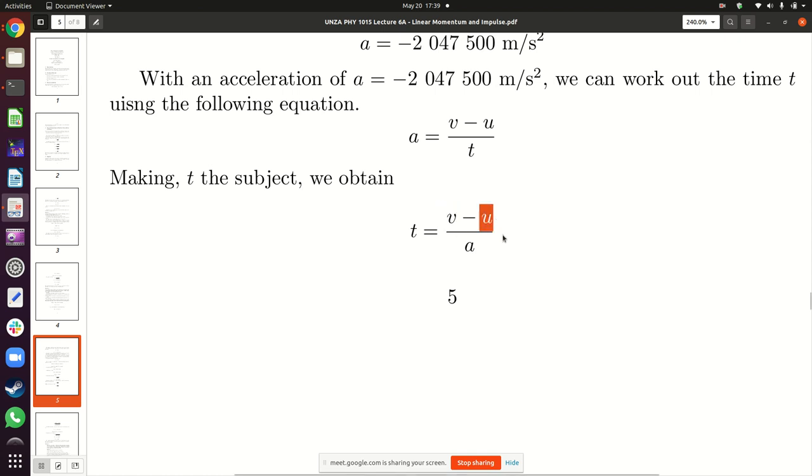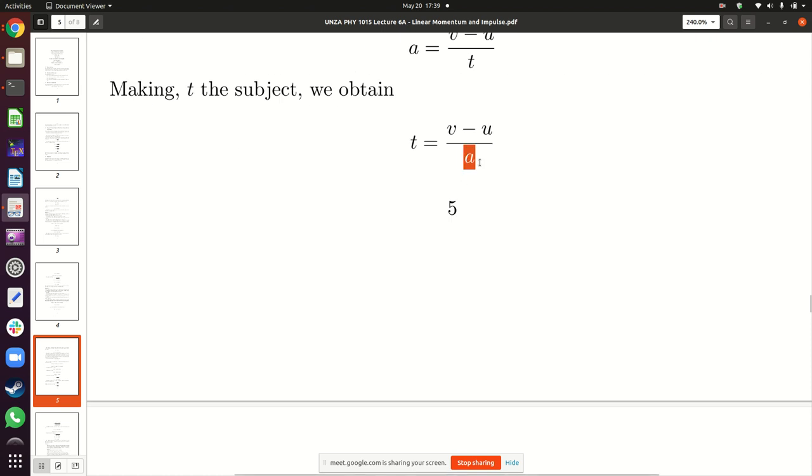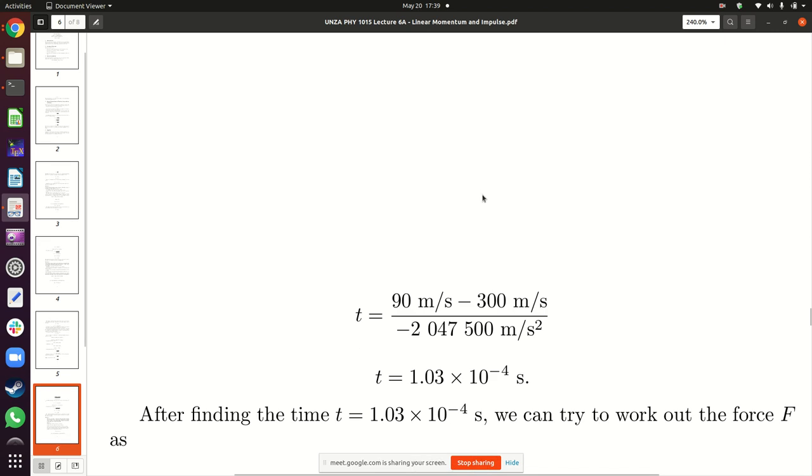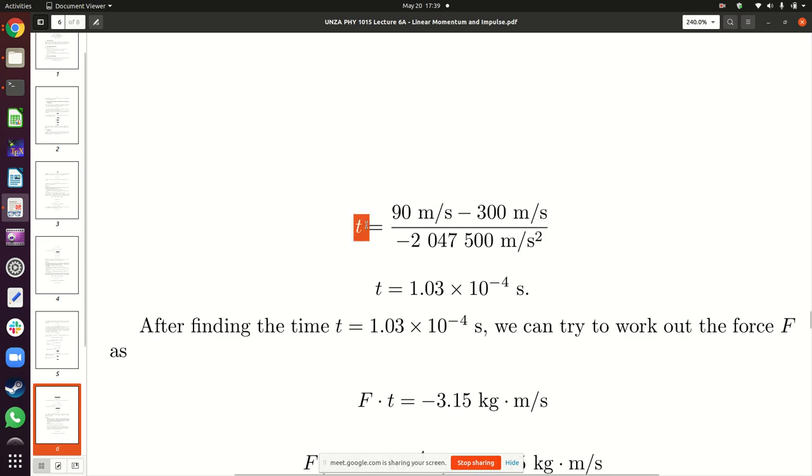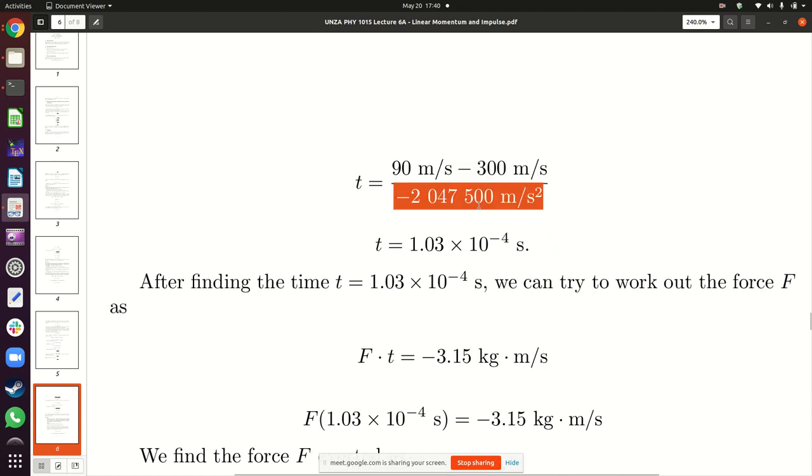The initial velocity is 300 meters per second. And the acceleration of the bullet you've seen is minus 2,047,500 meters per second squared. So in this case, when you substitute, the final velocity is 90 meters per second. Then the final velocity minus the initial velocity, 300 meters per second, divided by the acceleration, minus 2,047,500 meters per second squared. When you work out this whole thing, you end up having a time which is equal to 1.03 times 10 to the power minus 4 seconds.